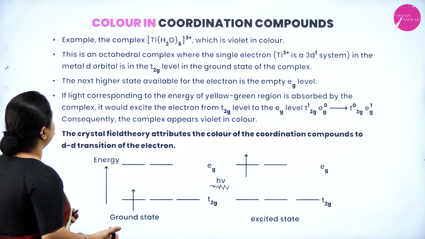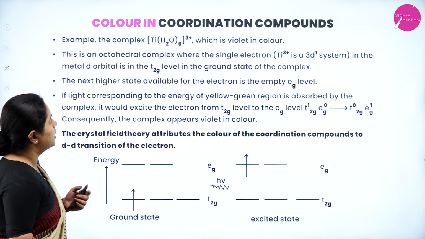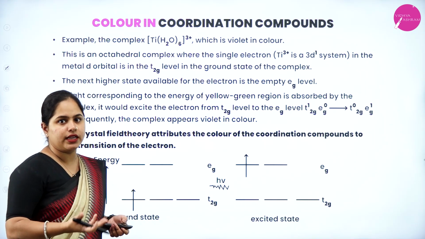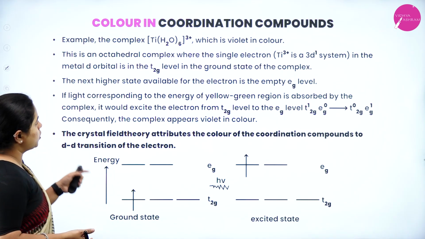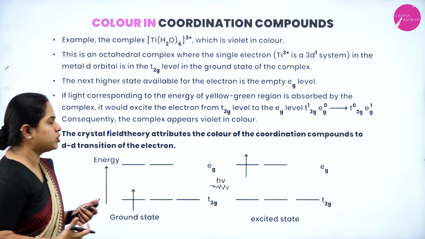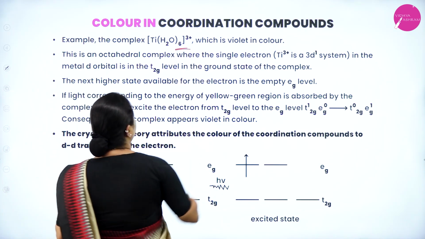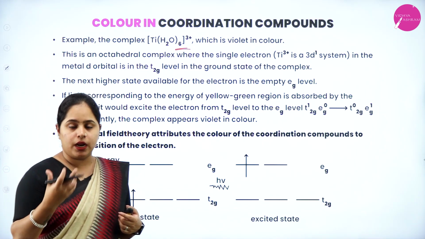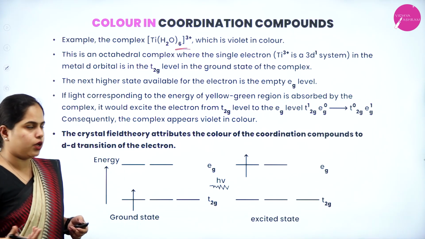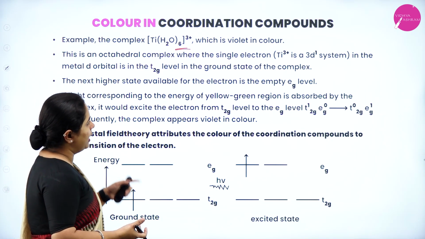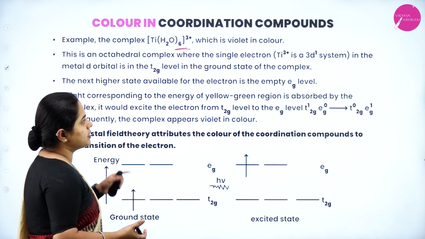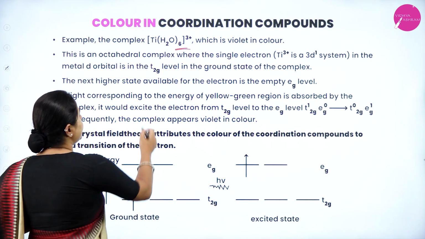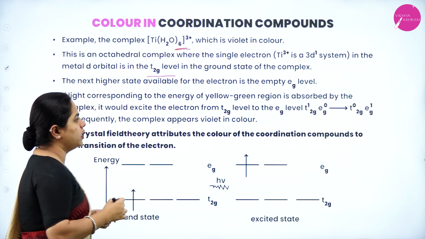Clear? Right. Now, for example, the complex [Ti(H2O)6]3+, which is violet in color. It is a violet color complex. This is an octahedral complex. Of course, it is an octahedral complex. Why? The coordination number is 6. Aqua is monodentate, so of course the number of ligands and the coordination number will be equal, right? Here the single electron of Ti3+, a 3d1 system, in the metal d orbital is in the t2g level in the ground state of the complex.